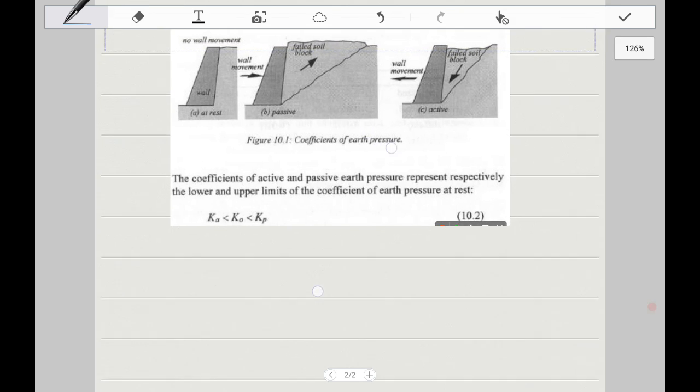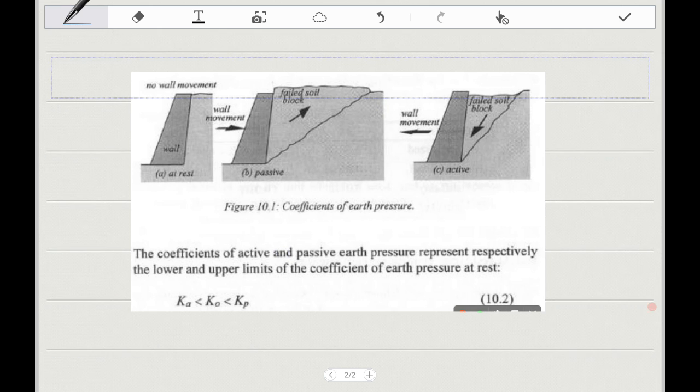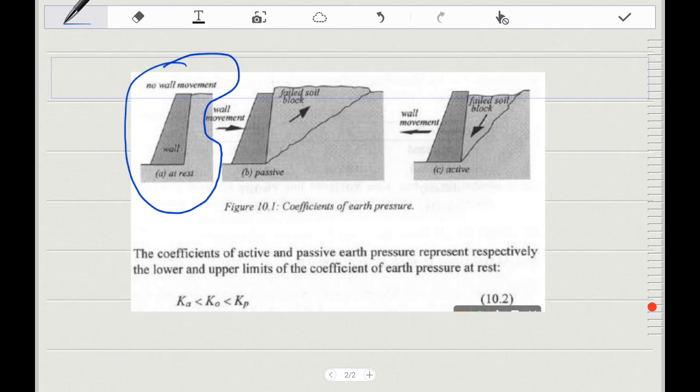Alright, so we've got the diagram up. So these are the different ways in which soil can behave behind a retaining wall. The first one is called the at rest, so that's this one. Yep, the diagram's a bit weird. That wall movement is part of the next one. But at rest basically means no wall movement.